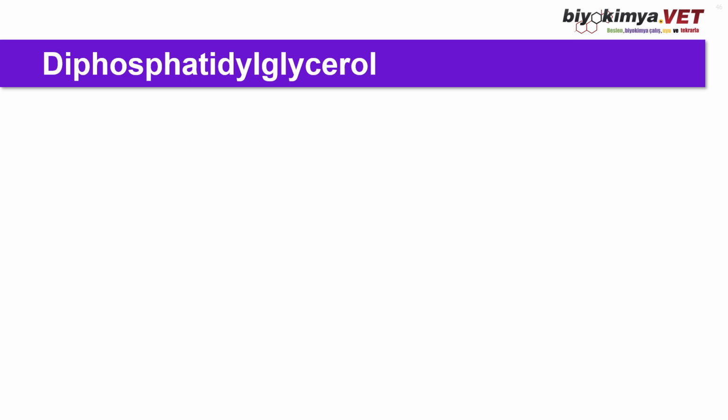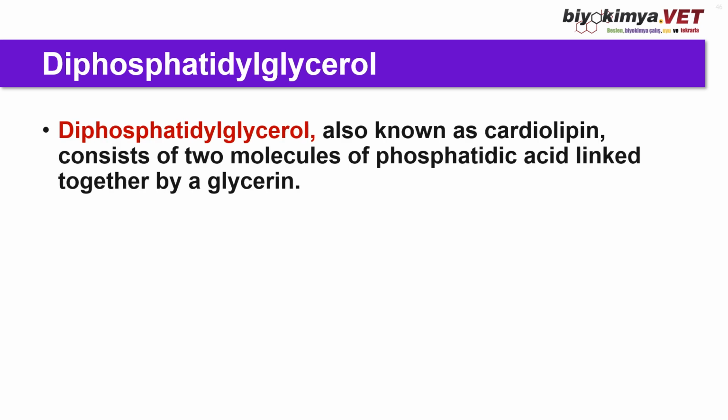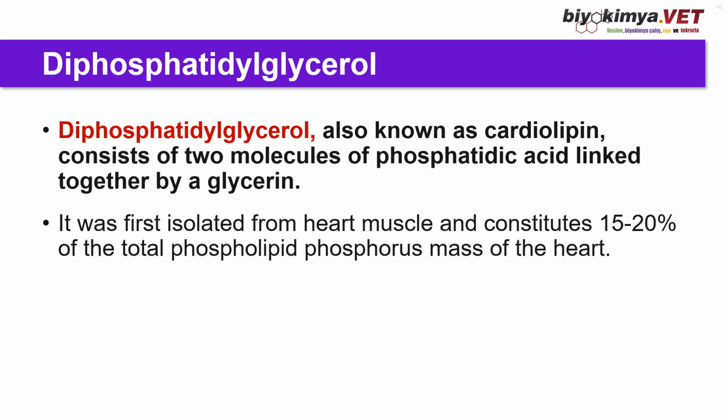The phosphatidylglycerol, also known as cardiolipin, consists of two molecules of phosphatidic acid linked together by a glycerol, a different pattern. Cardiolipin is a membrane phospholipid in which two phosphatidic acid moieties share a single glycerol head group. R1 and R2 are fatty acid groups. It was first isolated from heart muscle and constitutes 15 to 20% of the total phospholipid phosphorus mass of the heart.